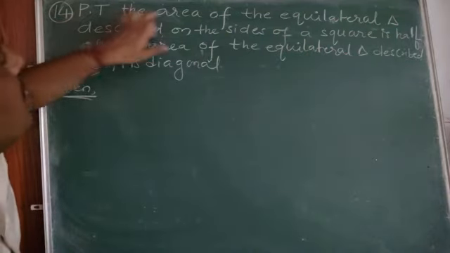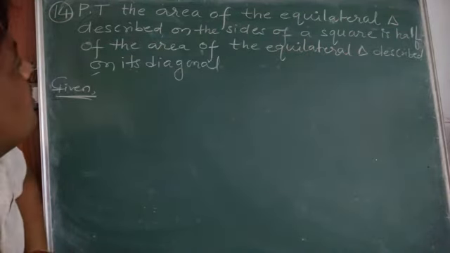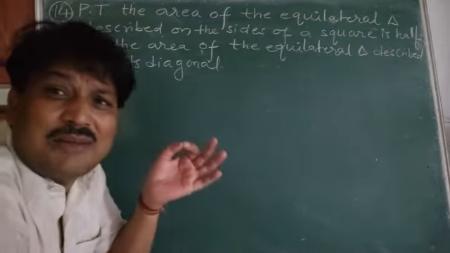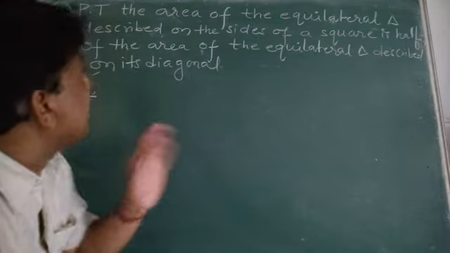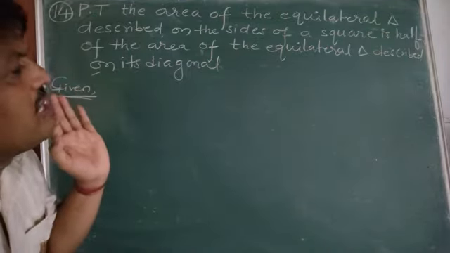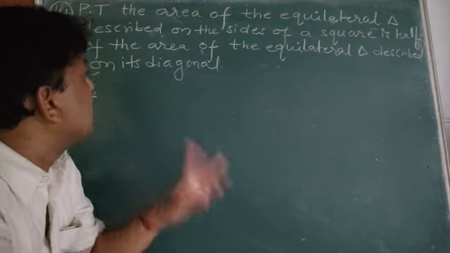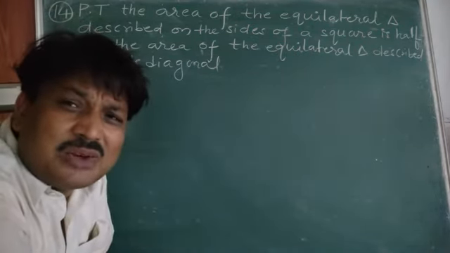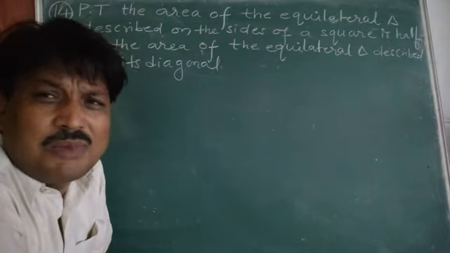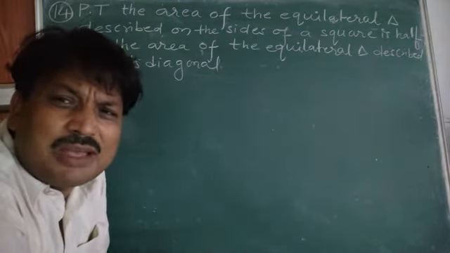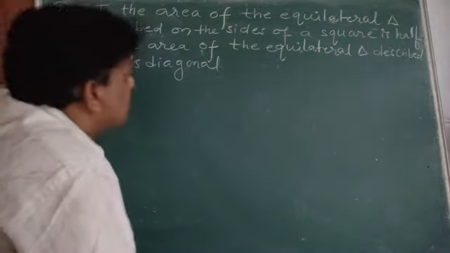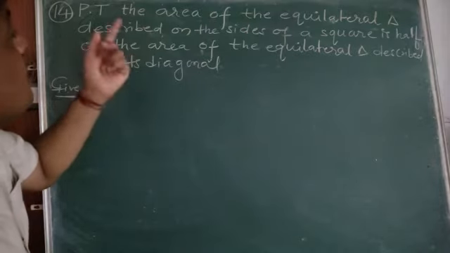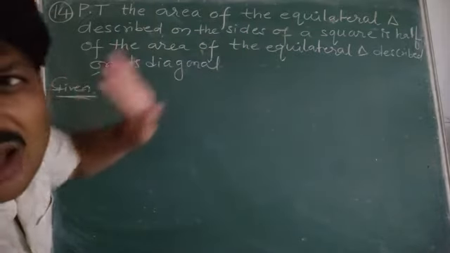Prove that the area of the equilateral triangle described on the sides of a square is half of the area of the equilateral triangle described on its diagonal. Again I will remind the same thing. Whenever we read the question, it looks to be complicated, but as we start drawing the figure, it becomes simple. So let's see. Prove that the area of the equilateral triangle described on the sides of a square.